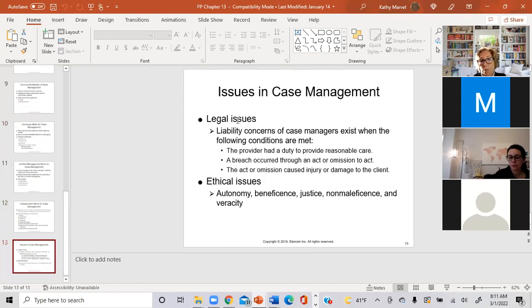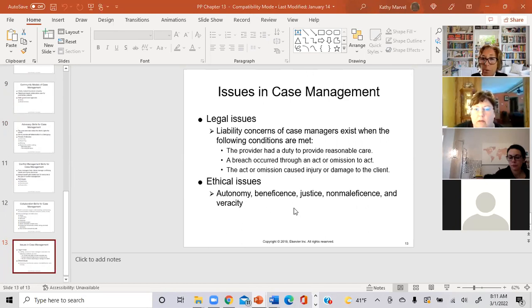And then, what are some legal issues in case management? What are some ethical issues? We talked about this during our talk about the ethical chapter, right? What are some of the ethical issues that might come up in case management? Autonomy. Are we including our client in the decision-making process? Beneficence. Are we doing good for everybody? Justice, non-malfeasance. Okay, so our ethical principles and ethical theories could come into play when we're doing case management, right?